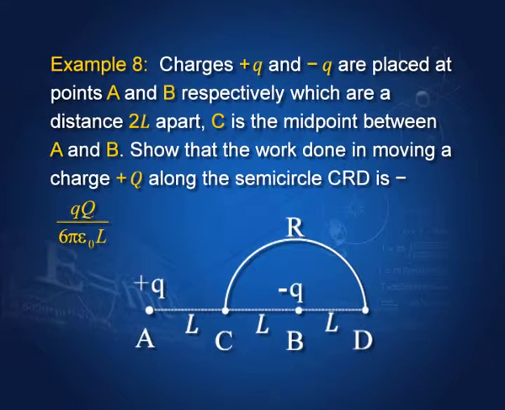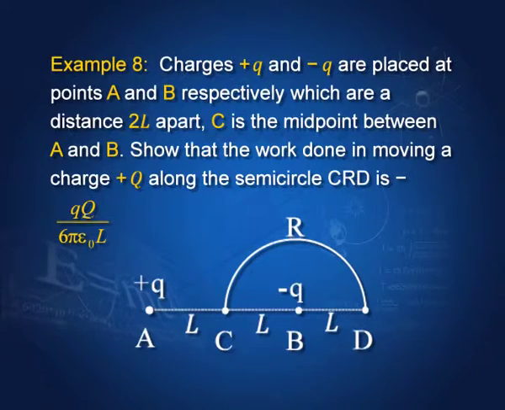Take another example. This is interesting, and examiners are very clever, you know. There are charges plus q and minus q here, and this C is the midpoint of this line AB, and D is at a distance which is equal to BC. So, BD is equal to BC. All these distances I have denoted by capital L.